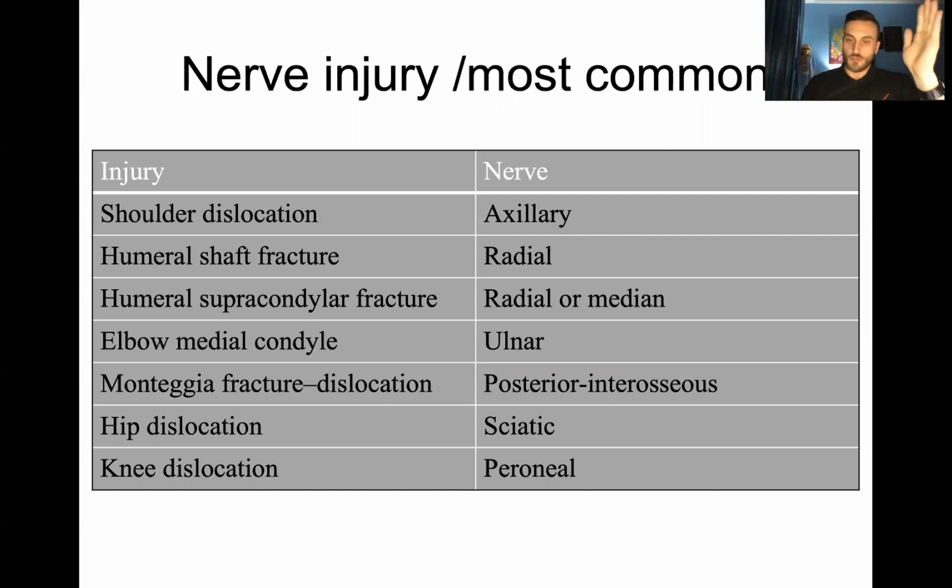Supracondylar fracture is either radial or medial. Elbow medial condyle, you know, it could be the ulnar nerve. Monteggia fracture, which is dislocation, anterior dislocation or posterior, lateral dislocation of the radial head with ulnar fracture. So you should think about posterior interosseous nerve. In hip dislocations, it depends on the position of the hip dislocation. It's either anterior, posterior, or central. But if it's posterior, you will think about the sciatic nerve, and for the knee dislocation, the common peroneal nerve.